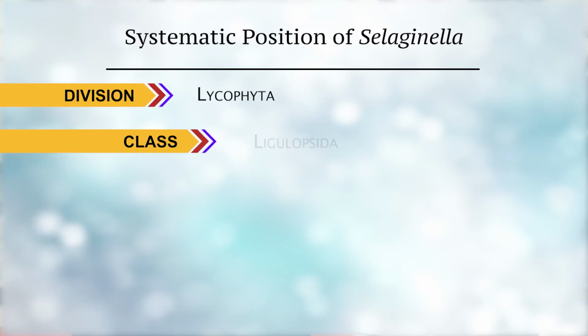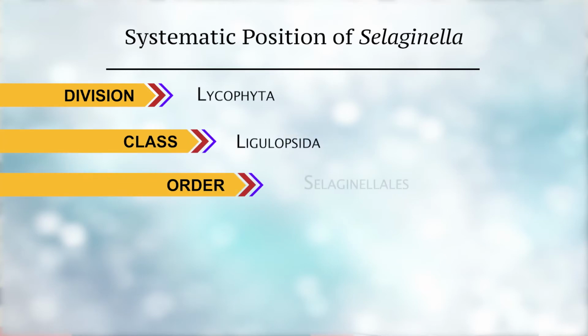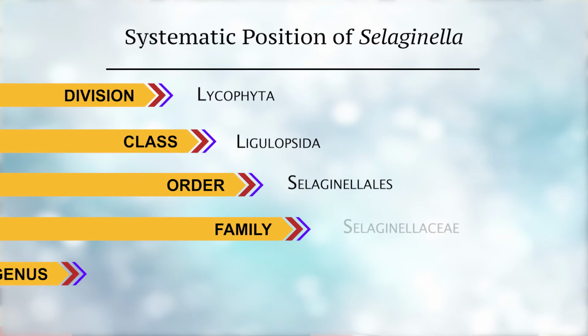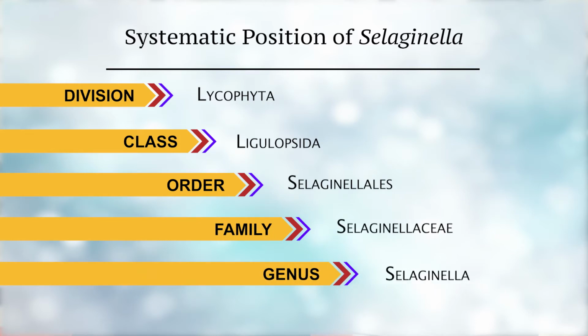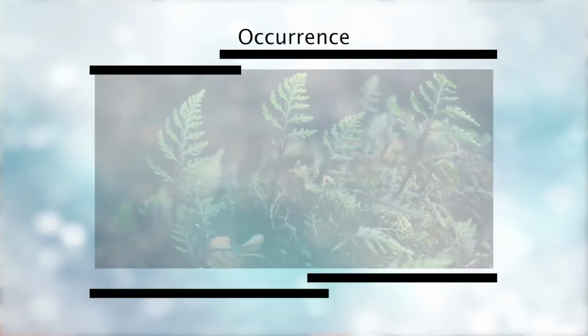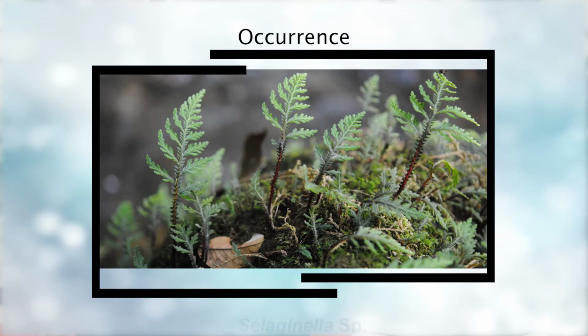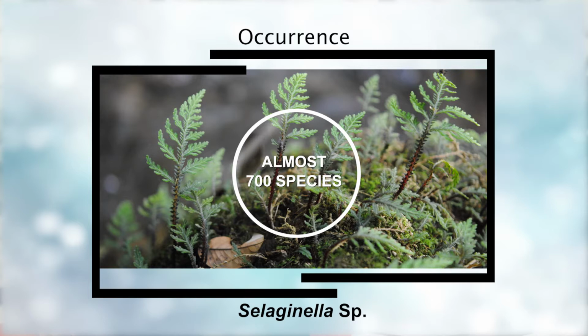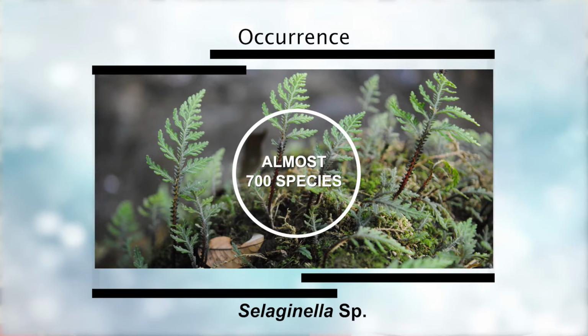Before that, we need to know the systemic position of Selaginella. It belongs to the division Lycophyta, class Lycopsida, order Selaginellales and family Selaginellaceae. It has a wide range of occurrence. Selaginella comprises almost 700 species and is known as spike moss or club moss.